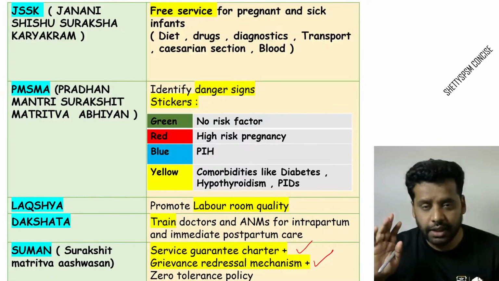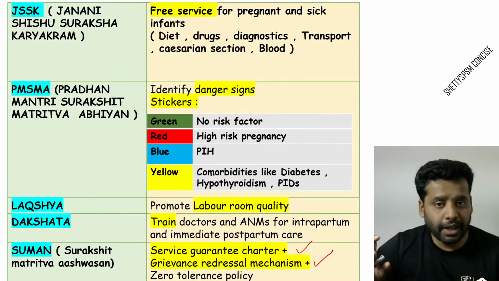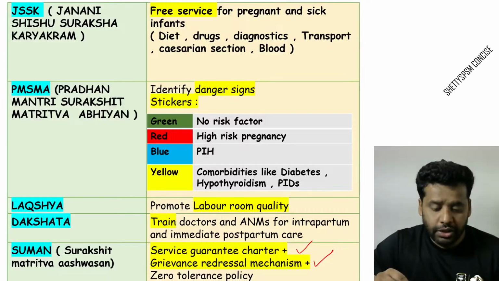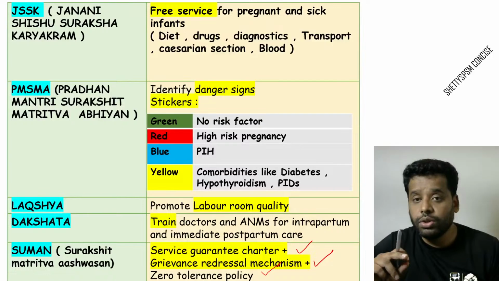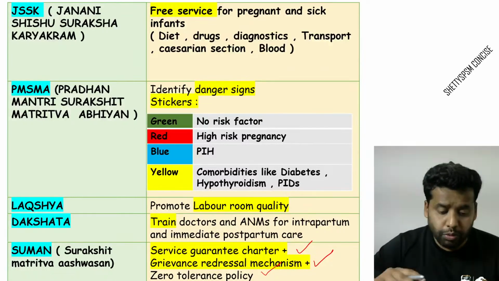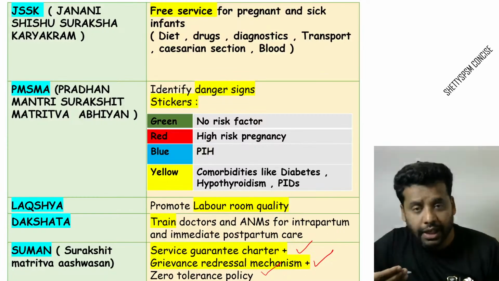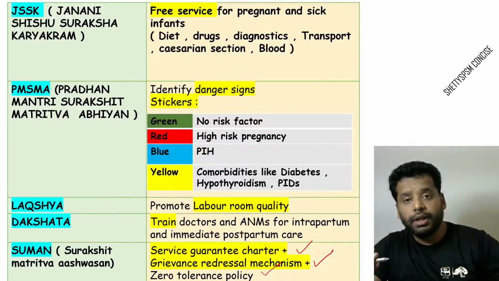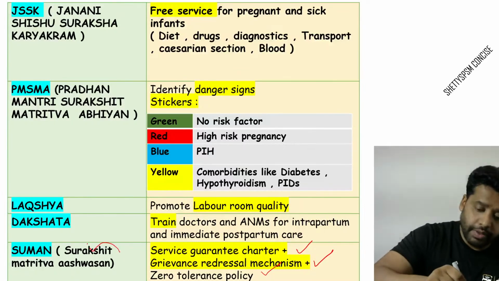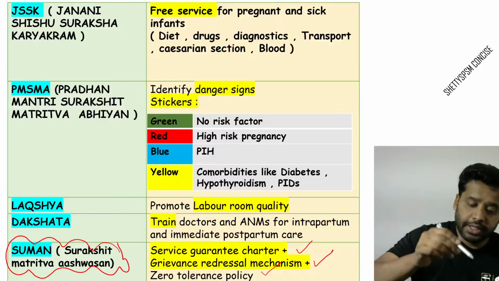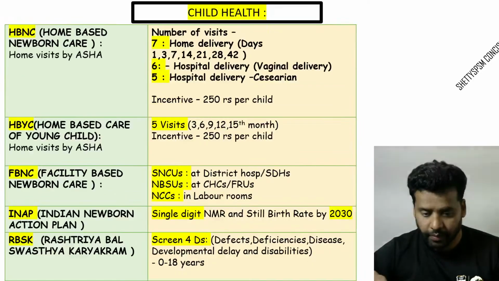The service guarantee charter is displayed. If it is not given, there are complaints and grievance redressal mechanisms, and a zero tolerance policy is maintained. If this is the question, zero tolerance policy is for the Suman scheme. It means they make sure you are giving service guarantee charters and keeping a complaint raising mechanism, so that whatever services you are planning reach the beneficiary. Suman scheme.